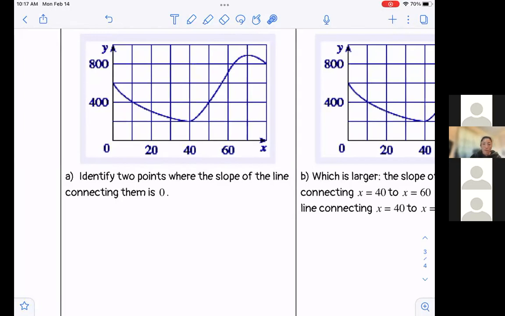So I'll give you folks a few moments, all right? Let's see if we can come up with 2 points that when I connect them, I'm going to get a slope of 0. First of all, what does a line with a slope of 0 look like?